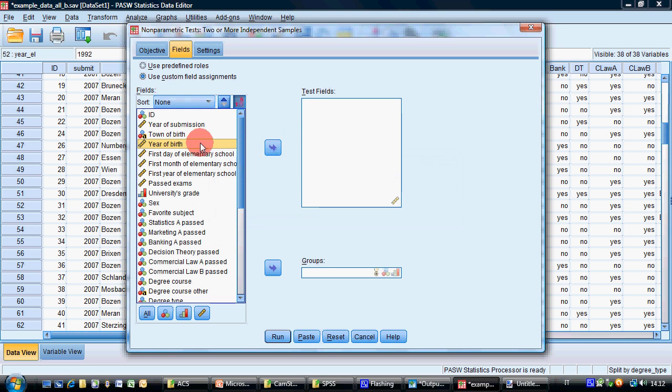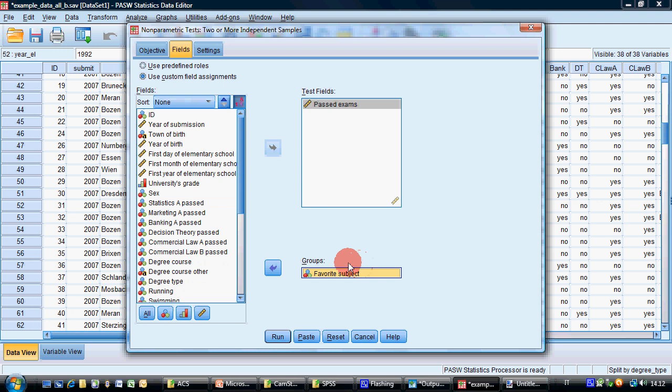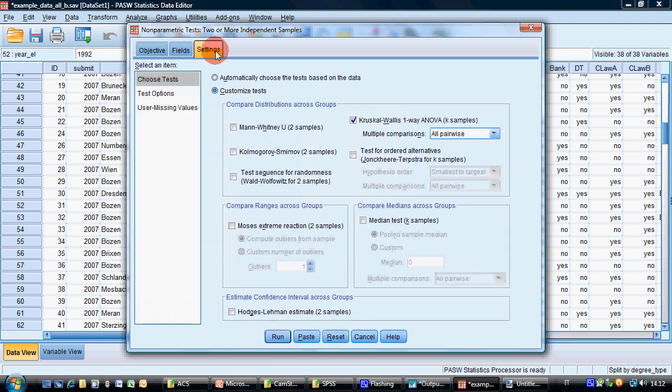Okay, let's check the past exams by favorite subject. Favorite subject is a nominal variable with several categories instead. So you may not use the Mann-Whitney, which is able to check only for two categories. Kruskal-Wallis. So Kruskal-Wallis is the extension of the Mann-Whitney, exactly as ANOVA is the extension of the student test. Settings, Kruskal-Wallis.